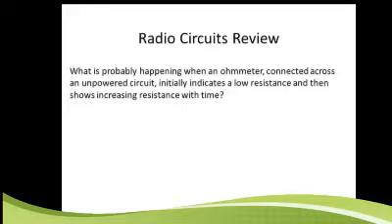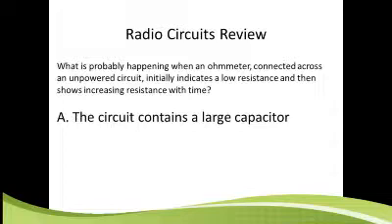Okay, let's see what we got here from the questions. What is probably happening, so this actually gets back to something we talked about a couple of times ago. What is probably happening when an ohm meter is connected across an unpowered circuit, and it initially indicates a low resistance and then shows an increasing resistance with time? A capacitor, that's right. You've got generally a large capacitor in there, and that capacitor discharges, and while it's discharging, it's very low resistance. Once it has completely discharged, it's almost an open circuit, so it's very, very high resistance.